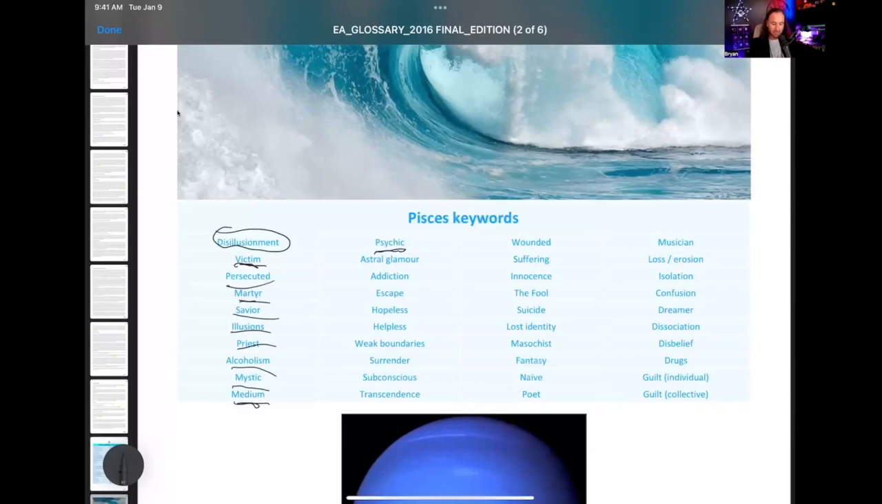Addiction, escapism, hopelessness, helplessness. There's that martyrdom, that victimness. Gosh, if you have a harsh Neptune in your chart, we can definitely feel like this victim all the time, or like, oh, nothing ever goes our way. It definitely doesn't involve boundaries. There are no boundaries in Neptune land.